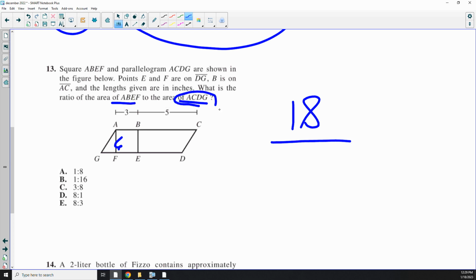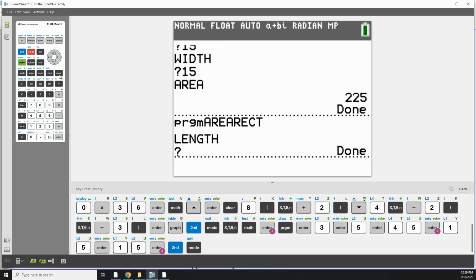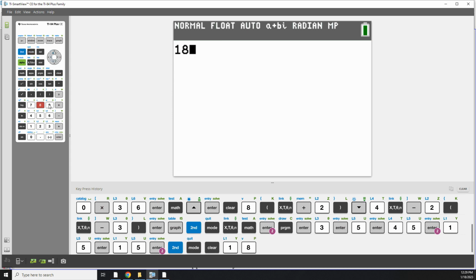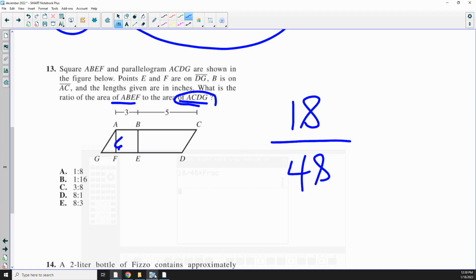Now what's the area of the parallelogram? It would be altitude times base, which I also have on my program. 6 times 8, 48. So the answer, 18 over 48. And again, I get to hit my favorite button, 18 over 48, MathFrac, and it reduces to 3/8, H. Y'all learning anything? And the answer is C.